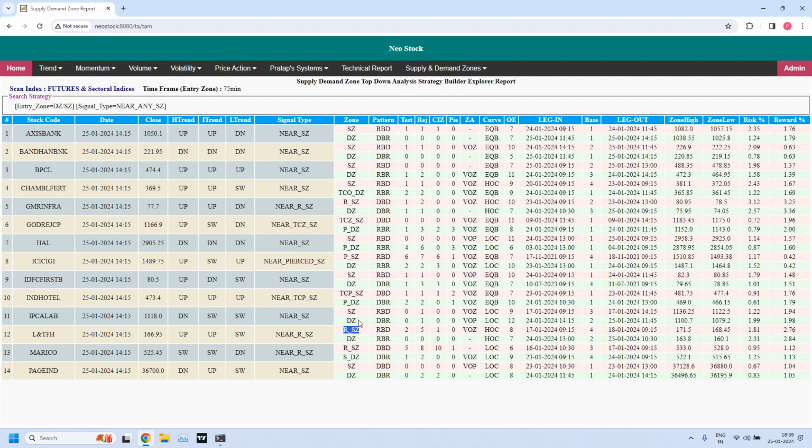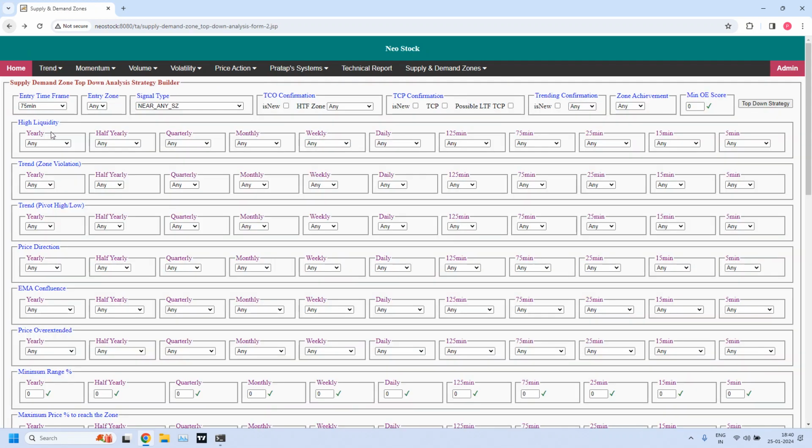So that means we identified how many high liquidity zones? 2 high liquidity supply zones we identified from 75 minutes. That is L&T FH and GMR Infra. This is about high liquidity zones related to 75-minute supply zone. So let us go back.